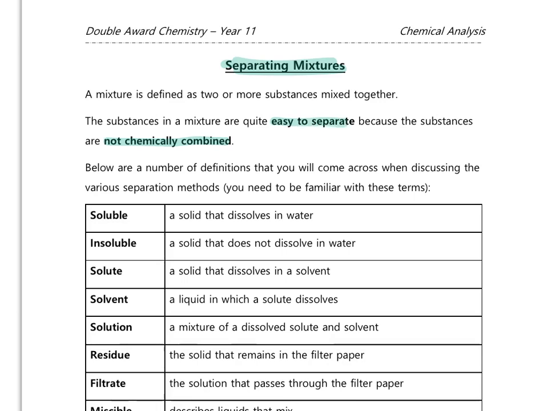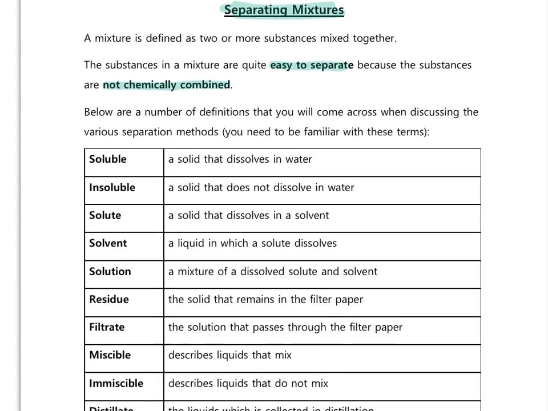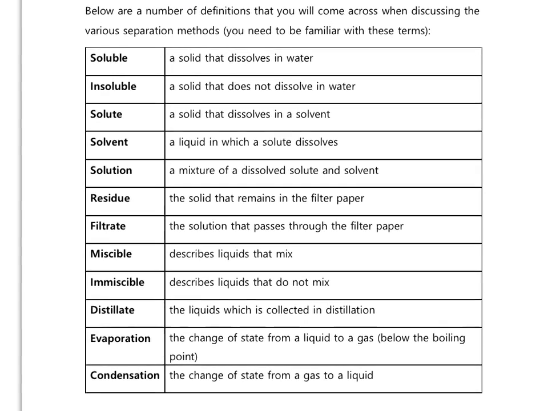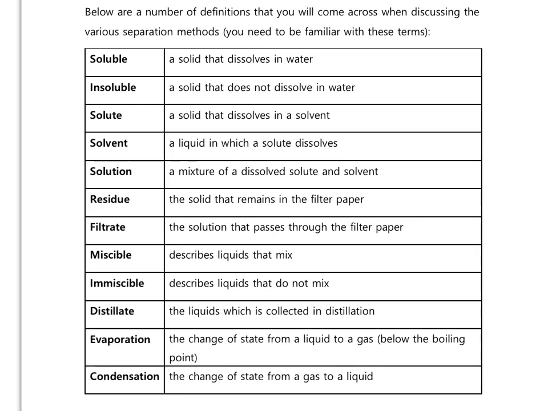And the method that we choose to separate a mixture will depend on its properties, and we'll see that throughout our different techniques. On page 7 here we have a number of definitions that you need to be familiar with and that we're going to be using when we talk about the different techniques, so it's important that you know what these words mean. So if you come across a word that is in bold or underlined and you're not sure what it means, refer back to this page just to make sure that you're clear on those definitions.